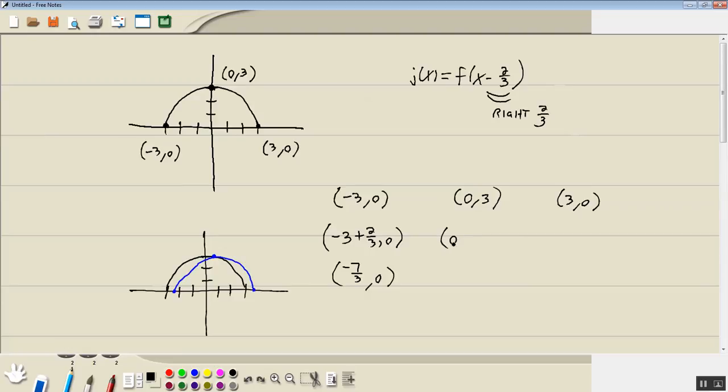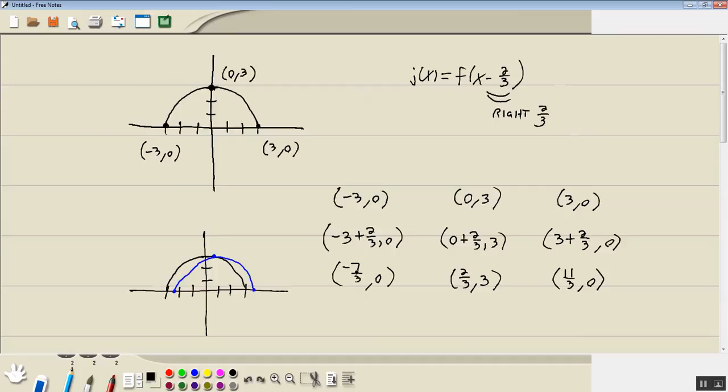On this one, I'll take my x and I'll add 2/3. And that's going to give us 2/3, 3. And on this one, I'll take my x, which is 3, and I add 2/3. And this is a mixed number again. 3 times 3 is 9 plus 2. 9 plus 2 is 11. So that gives us 11/3, 3.